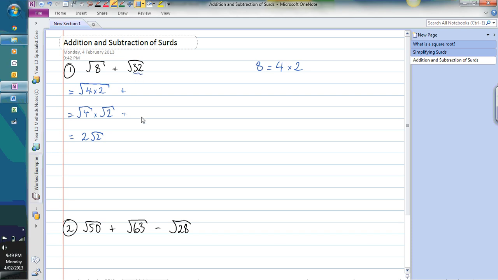Now we look at 32, and we think, what numbers can I multiply together to get 32? Now it's often easy to start with small numbers, so you might grab your calculator and go, okay, 32, what can that be divided by? It's an even number, so it must be able to be divided by 2. So if you grab your calculator, 32 divided by 2, you would get 16. So 16 times 2 is equal to 32. This, again, is fantastic because, just like 4, this is a square number.